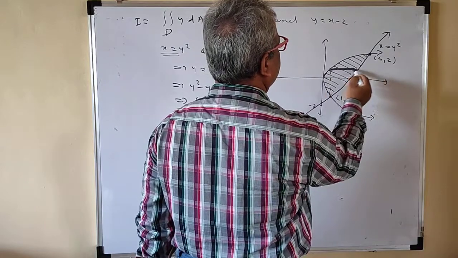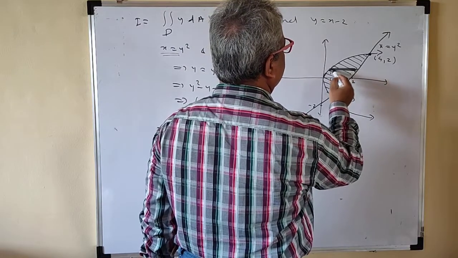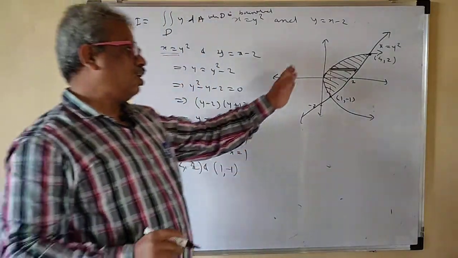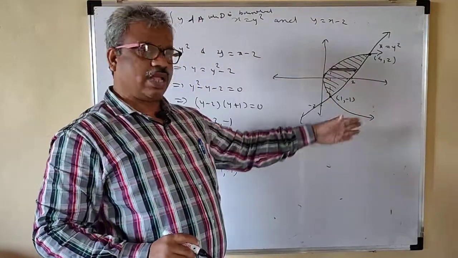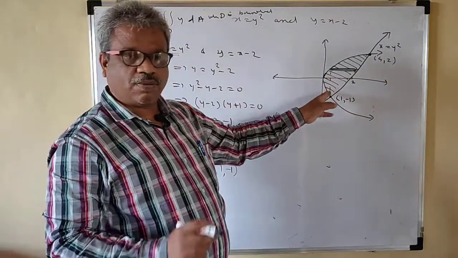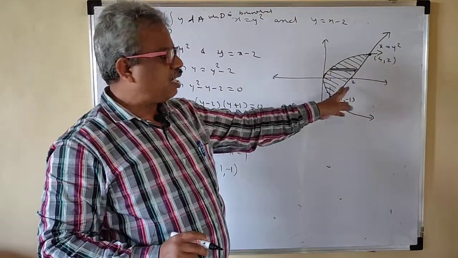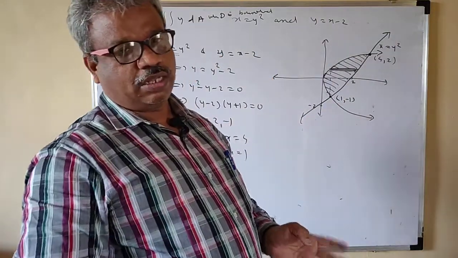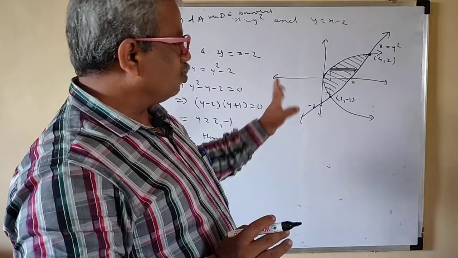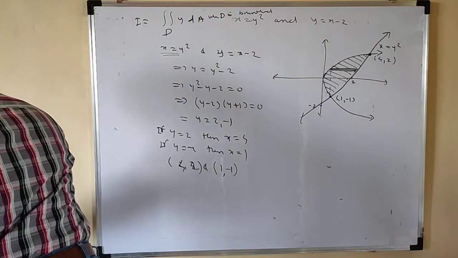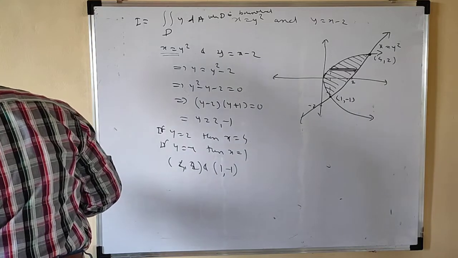Anywhere we draw a strip parallel to the x-axis, it goes from parabola to line. But if you draw it parallel to the y-axis, then in some parts it is parabola to parabola and in others line to parabola. That means your integral is divided into two parts, so we are avoiding that one. Okay, so we draw the strip parallel to the x-axis here.